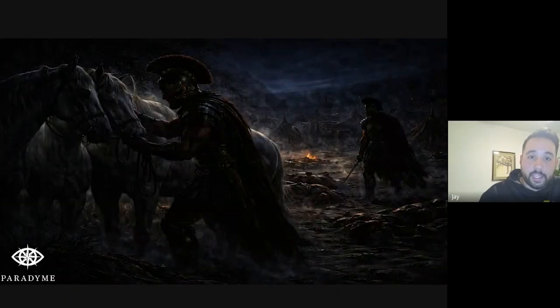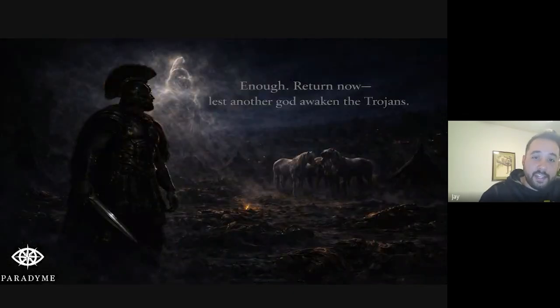Ulysses works quickly. He untethers the famed horses and ties them together, preparing them for escape. He whistles softly to signal Diomed, but Diomed hesitates. His mind races with further possibilities. Should he push deeper, kill more, take more spoils? And at that moment, Athena speaks to him.